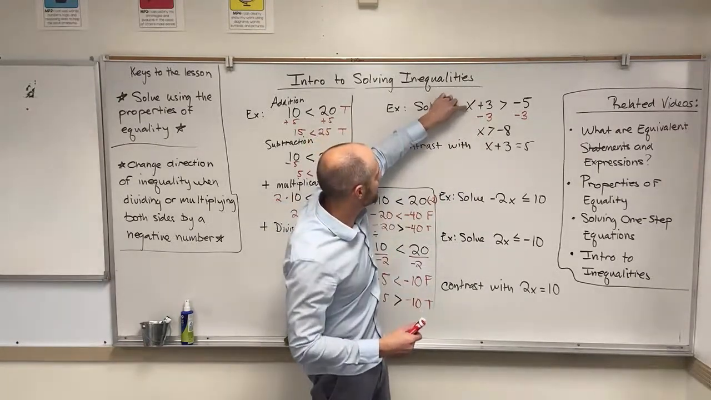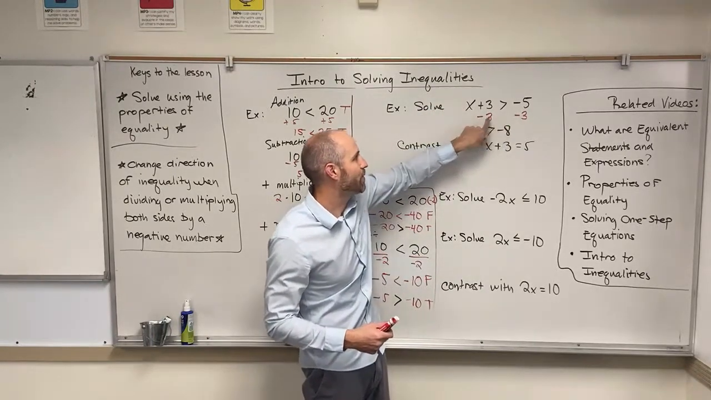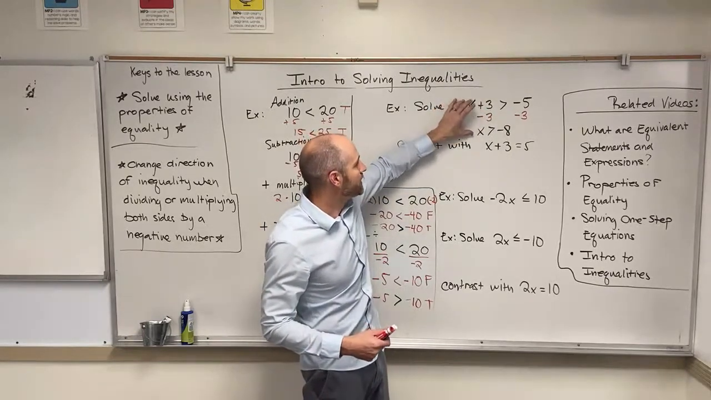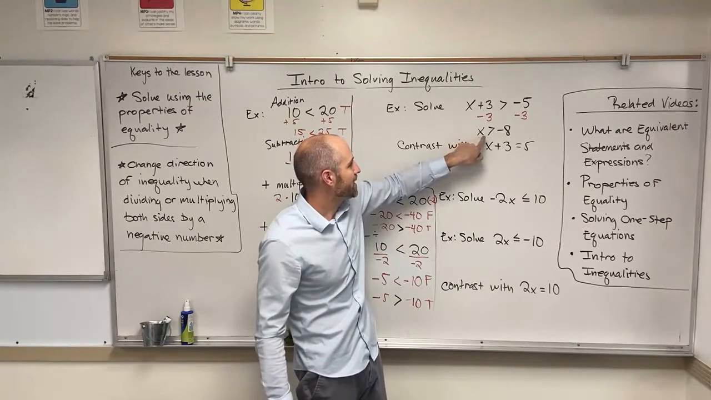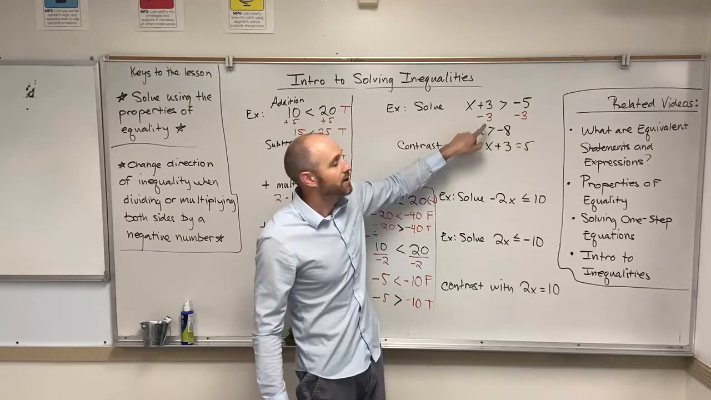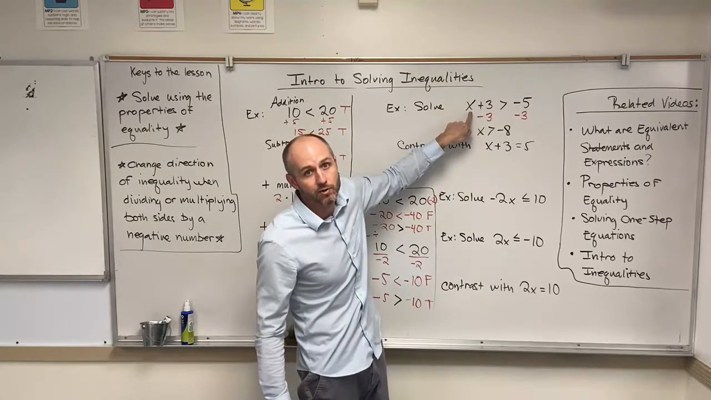And these two statements are equivalent to each other. Since we used the property of equality, we created an equivalent statement, and equivalent statements have the same solutions. So if any value of x greater than -8 makes this one true, then any value of x that is greater than -8 will make this statement true.